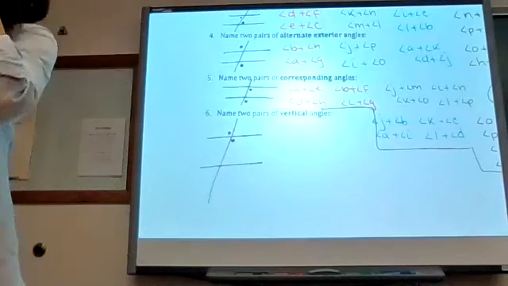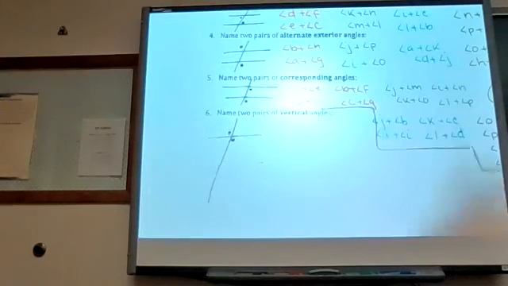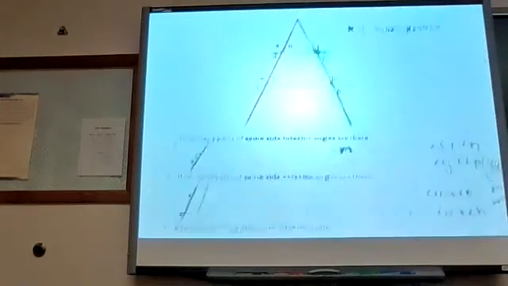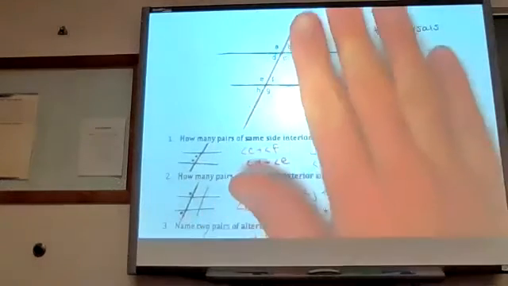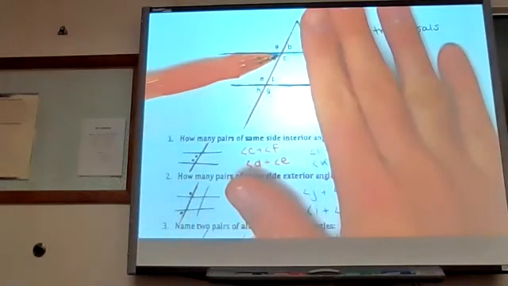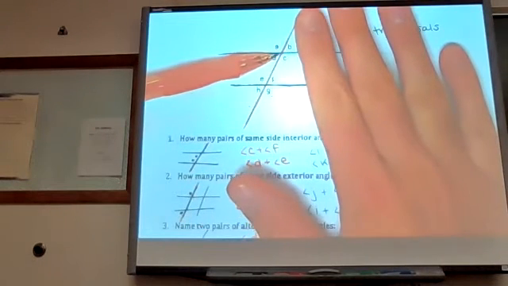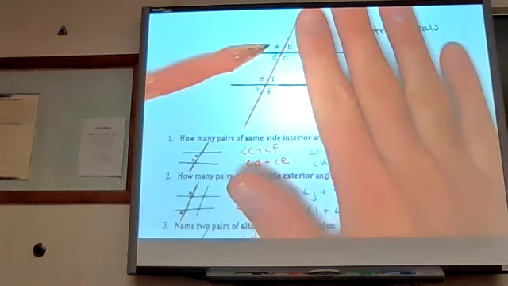So on the orange transversal hitting the blue line, what angle would be vertical to angle A?